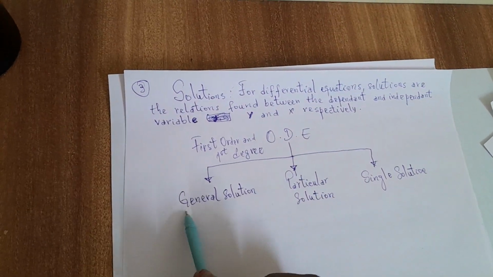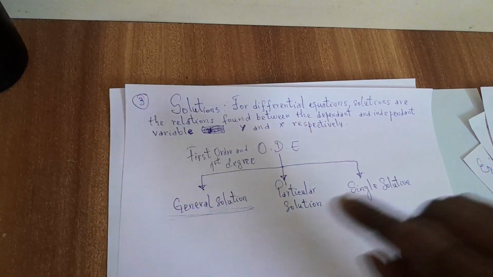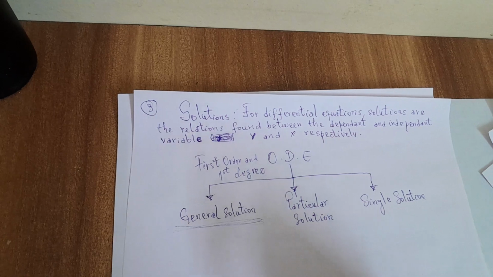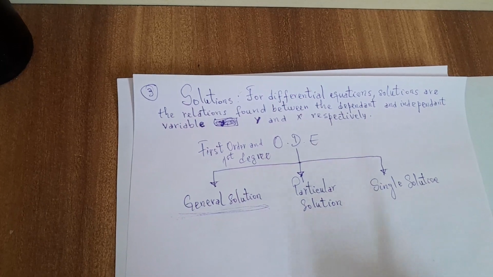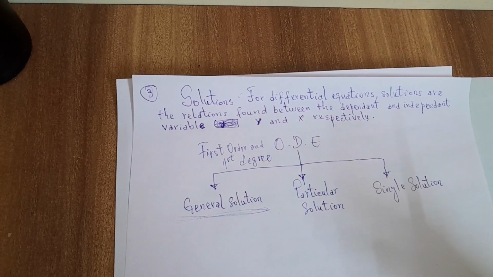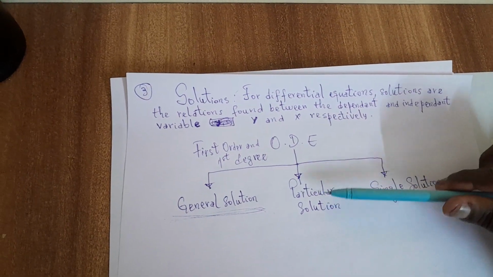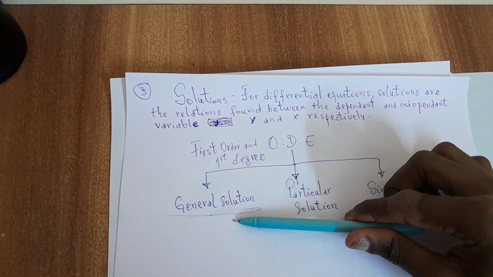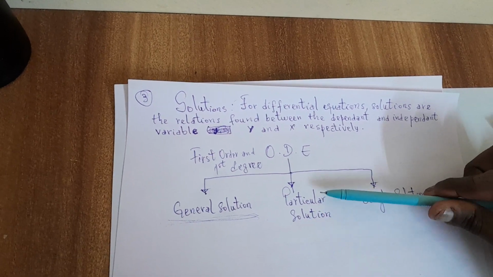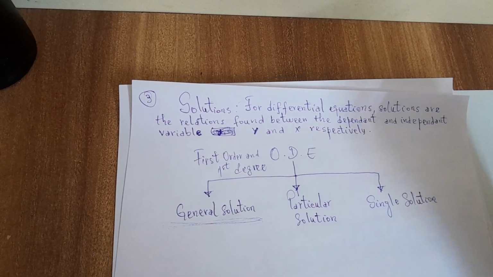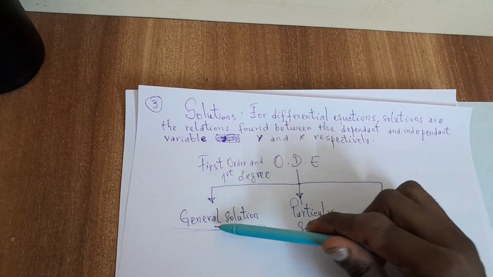The first is the general solution. The general solution is the solution that can contain all possible solutions of a differential equation, okay? But sometimes it does not contain all the solutions. Then the particular solution is obtained from the general solution, when we apply a particular value to an arbitrary constant in the general solution.